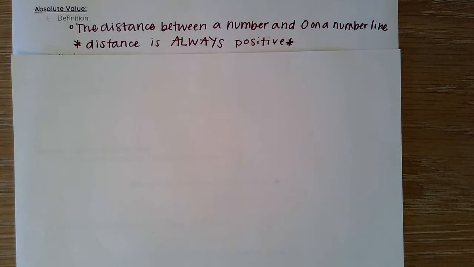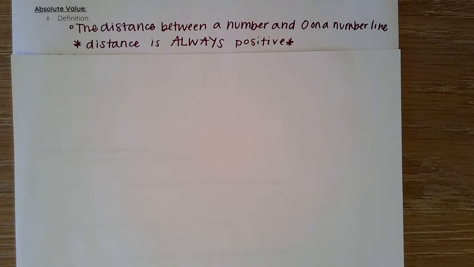Today we are going to talk about absolute value. Absolute value is defined as the distance between a number and zero on a number line. We need to remember that distance is always positive.